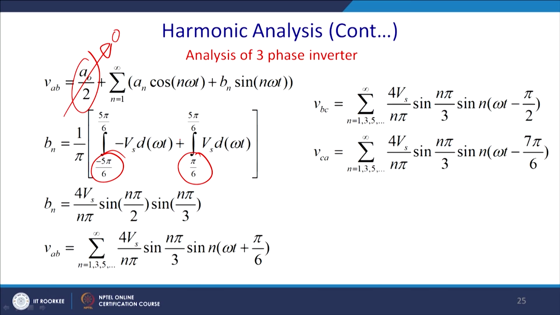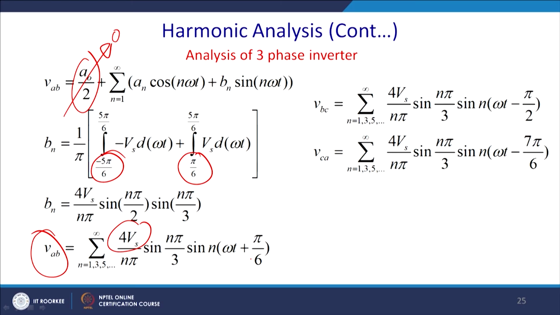So, you can calculate, and by integration the value of BAN will come out to be 4 Vs by n pi, where n can be any integer, sin n pi by 2 sin n pi by 3. So, this is basically the Bn. So, what should be the value of AB? AB will be essentially obtained by subtraction. So, you will get the sum over n equal to 1, 3, 5 to infinity of 4 Vs by n pi, sin n pi by 3, sin n omega t plus pi by 6.